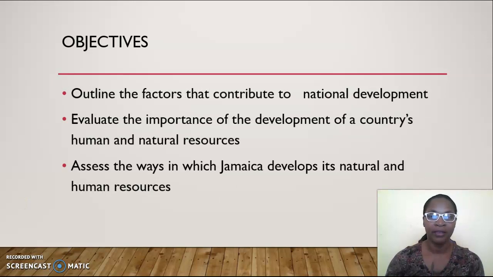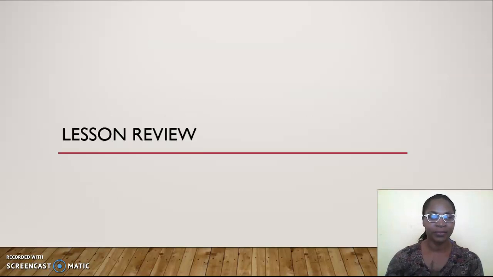We will need to outline the factors that contribute to national development, evaluate the importance of the development of a country's human and natural resources, as well as assess the ways in which Jamaica develops its natural and human resources. Now, let's get right into it.